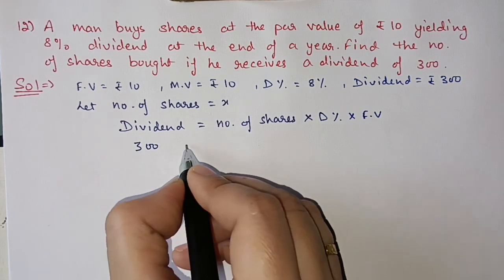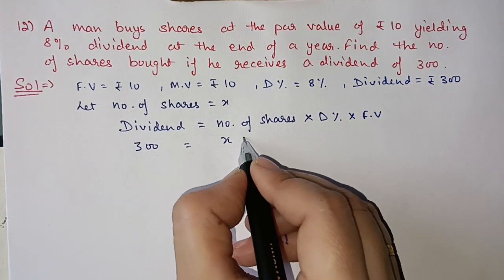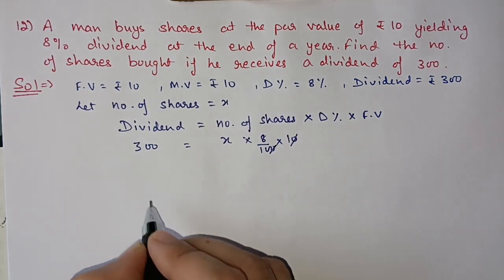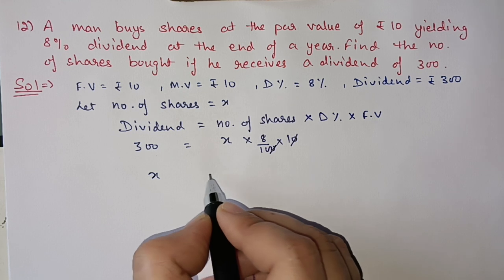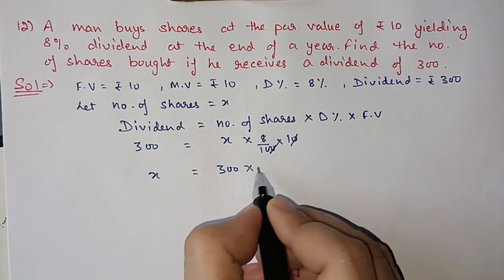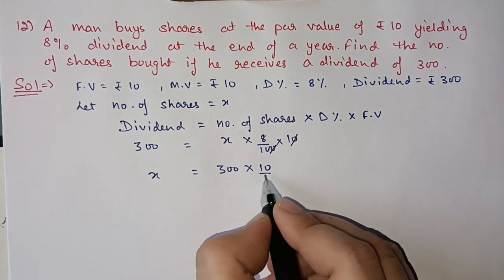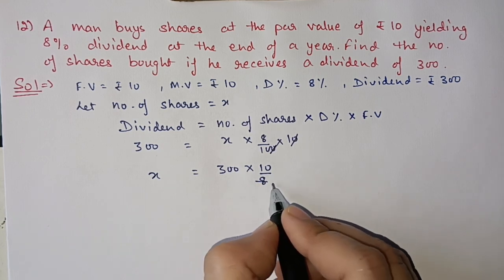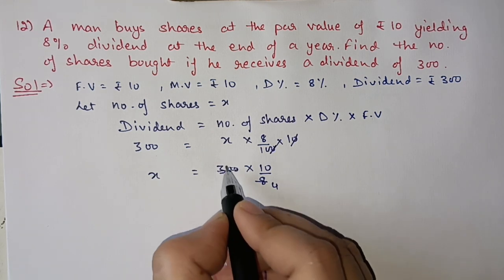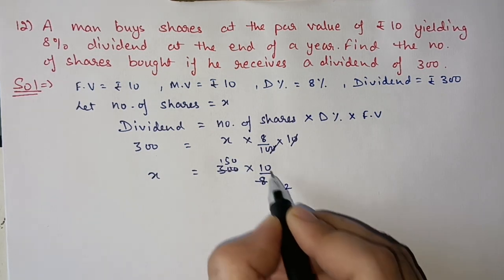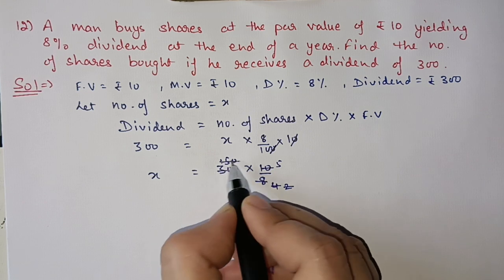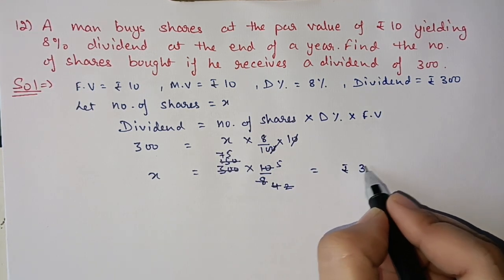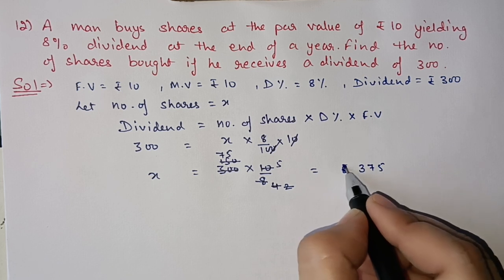Dividend in rupees is 300 rupees. Number of shares we have taken as X. 8 by 100 into 10. 10 you can cancel out and shift the number to one side. X value will be 300 into 10 by 8. You can cancel it out. 2 4s are 8, 2 150s are 300, 2 2s are 4, 2 5s are 10, and 2 75s are 150. 75 into 5, 375. These are the number of shares.